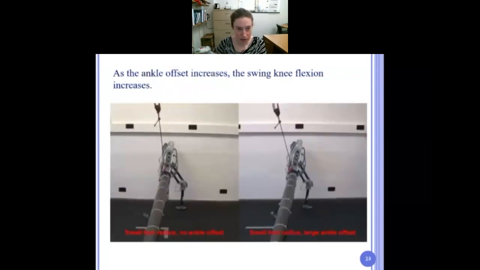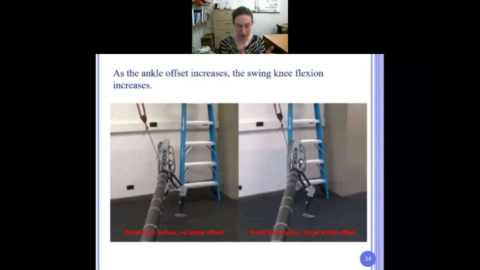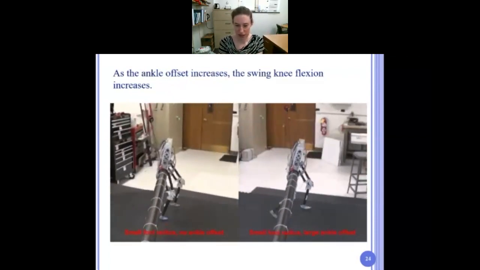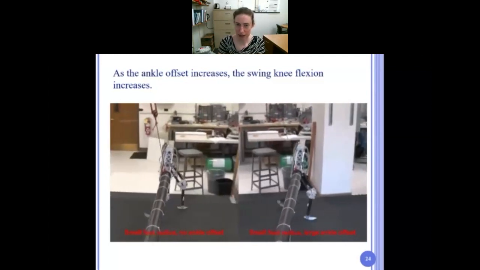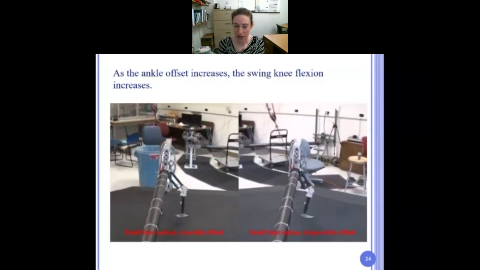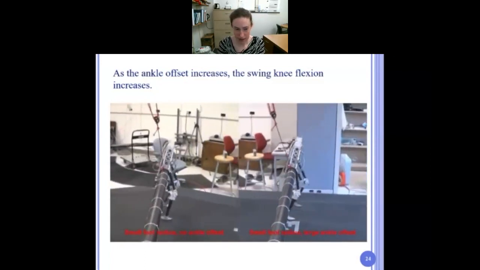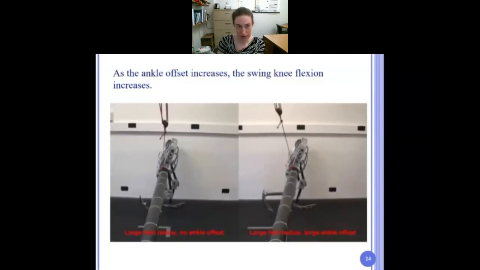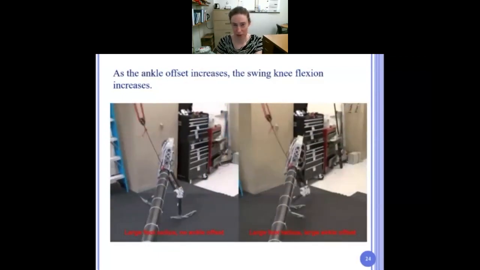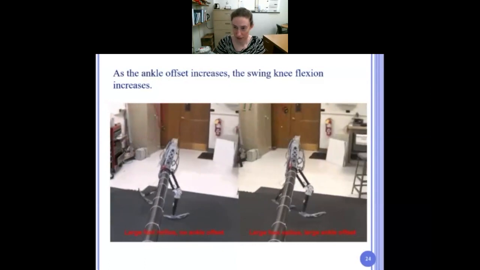So then if we look at ankle offset, so if we shift the center of curvature from directly under the shank to in front of the shank, that also tends to increase swing knee flexion. Again, this is probably to avoid foot scuffing because shifting the ankle offset forward shifts the foot forward, so you have to pick it up more in order to avoid scuffing the ground.